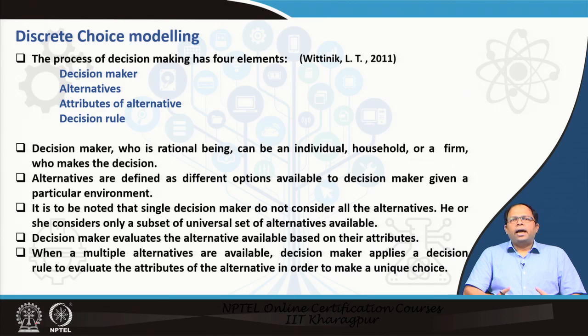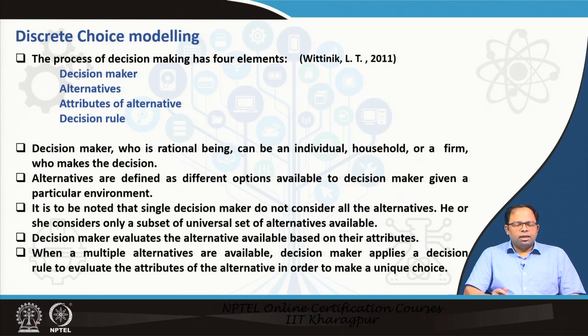a particular environment. And it could be also noted that a single decision maker does not consider all the alternatives, because for example, when I am choosing a house, I am not going to look at all the houses in an urban area. I am only going to look at a certain set amongst a subset of all the housing that is available in that particular area. And we can say that we only consider a subset of the universal set of available alternatives, and even further down we can only have a smaller set within that as well. So even though there are a lot of options available, the decision maker only evaluates some of those options and then chooses something out of them.